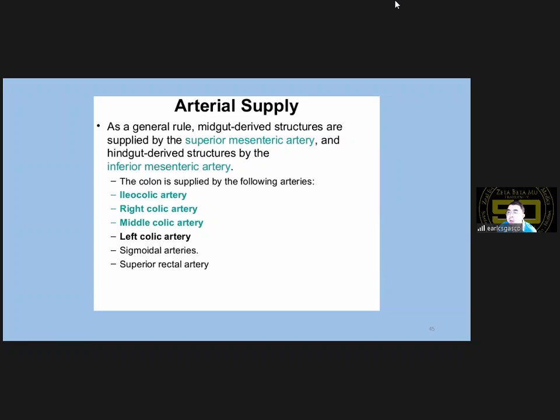I mentioned earlier, the right 2/3 and the left 1/3. That's the junction. So from the stomach down to the right 2/3 of the transverse colon, superior mesenteric. Now from the left 1/3 of the transverse colon down to the descending colon, to the sigmoid and rectum, it's IMA. Okay, that's the demarcation line, the transverse colon. The colon is supplied by the following arteries: ileocolic, right colic, middle colic, left colic, sigmoidal, and superior rectal arteries, which are branches of the superior and inferior mesenteric arteries.